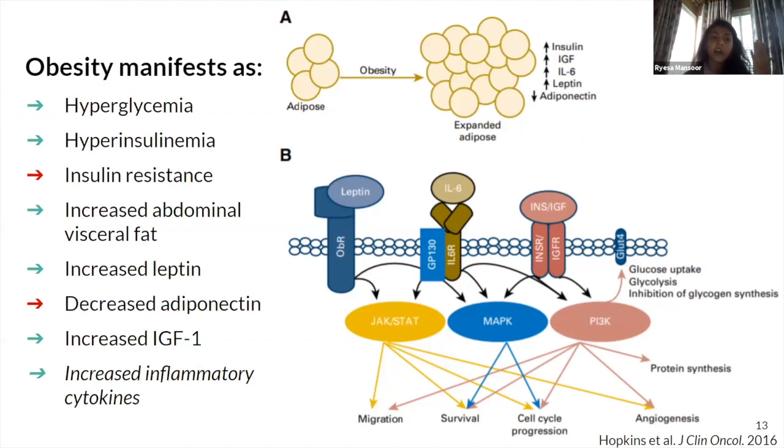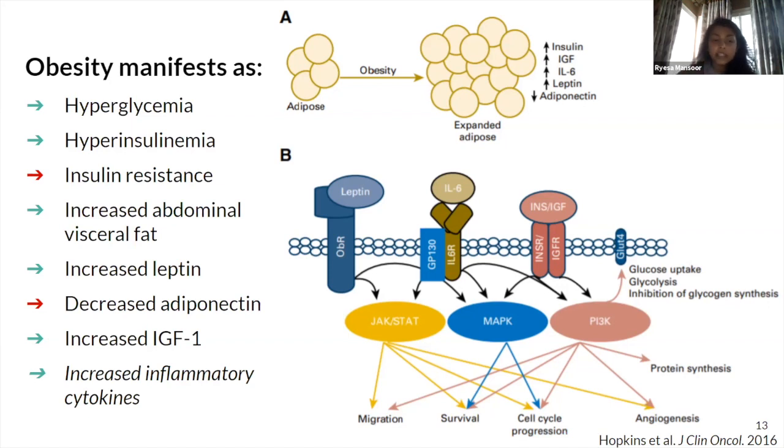So a reminder that obesity, in most individuals, is going to manifest as these key things that I've put here. If it's a green arrow, these are things that are upregulated or in higher amounts, so hyperglycemia and higher insulin levels in the individual, versus the red arrows, which are things that are downregulated in obese individuals. So there is less adiponectin, which is another systemic hormone, and there's also insulin resistance. So there's less sensitivity to insulin.